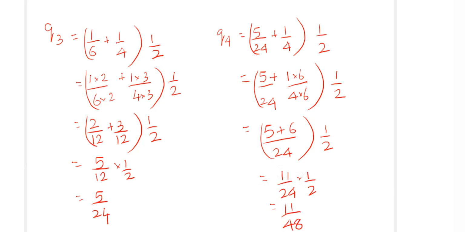So we have found four rational numbers between the given two rational numbers, and there are n number of rational numbers between any two given rational numbers.